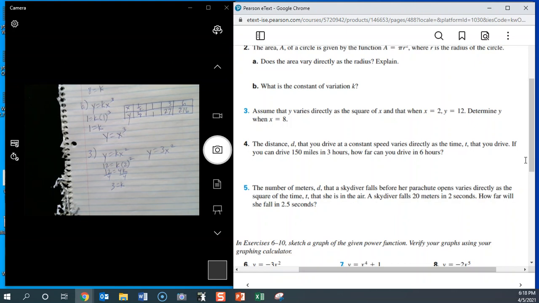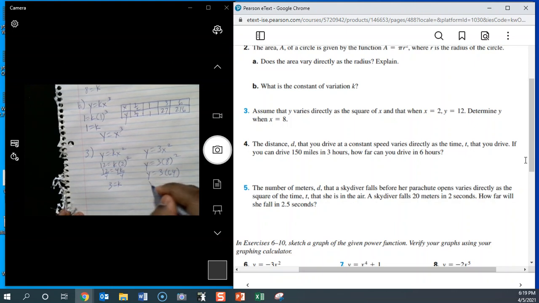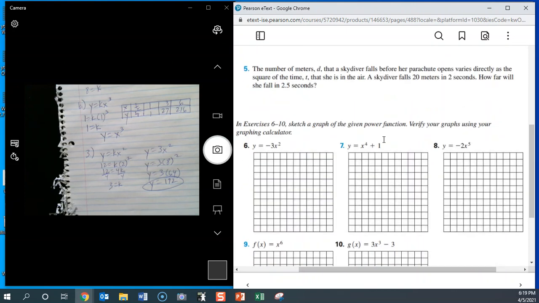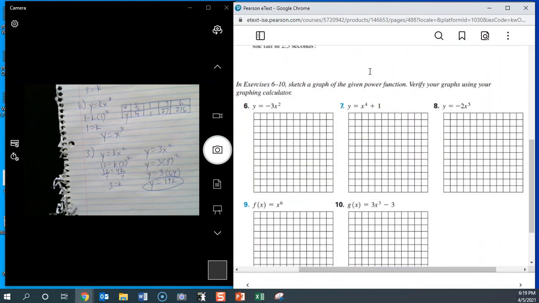Now they ask us to determine y when x is 8. So now we will substitute in 8 for x. So this would be y is equal to 3 times 64. So y is equal to 3 times 64, looks like it's 192. So your answer here is 192. All right, number 5. Let's see. Okay, number 5, I'm going to have you all try on your own.